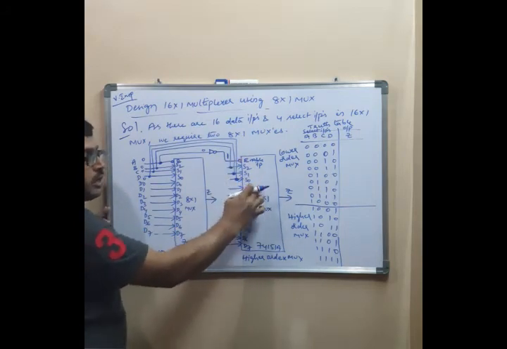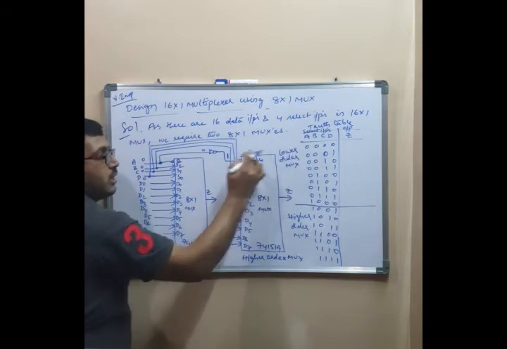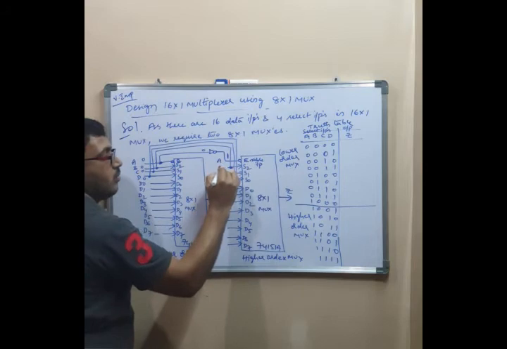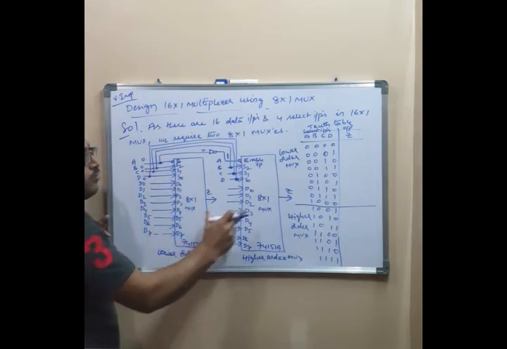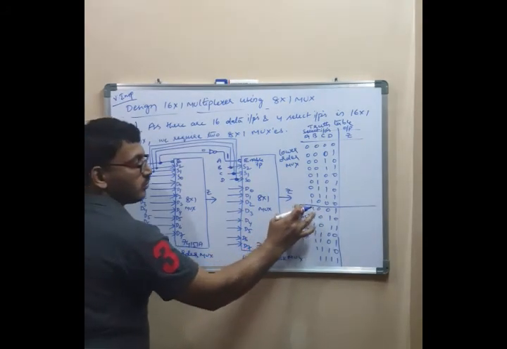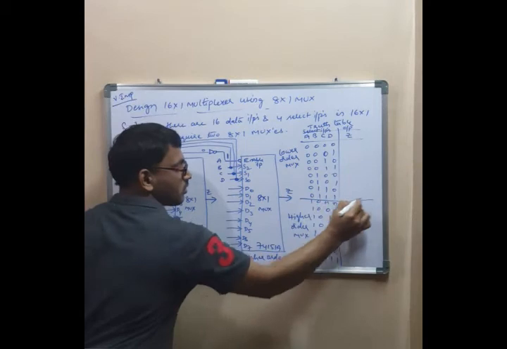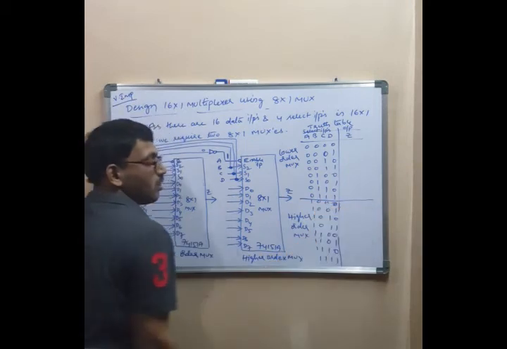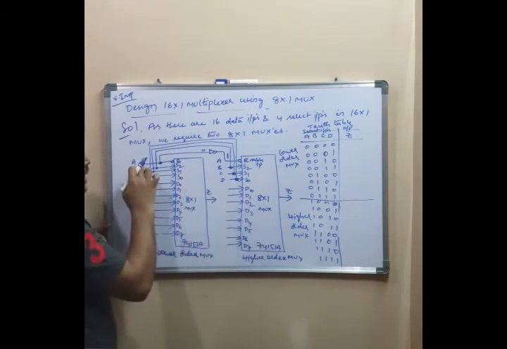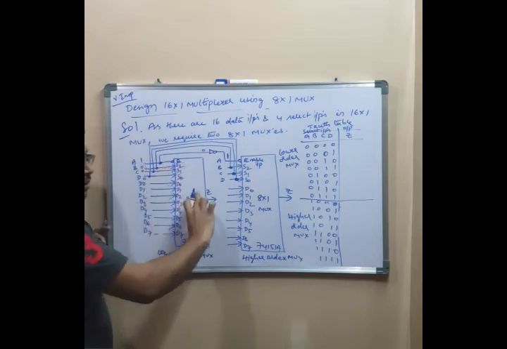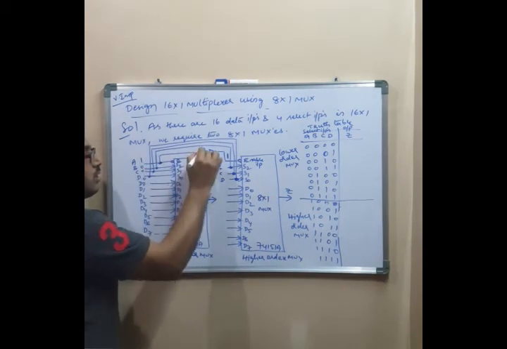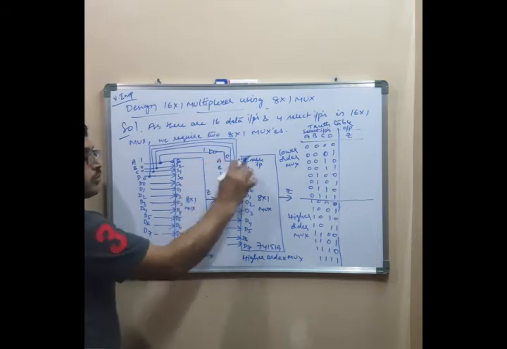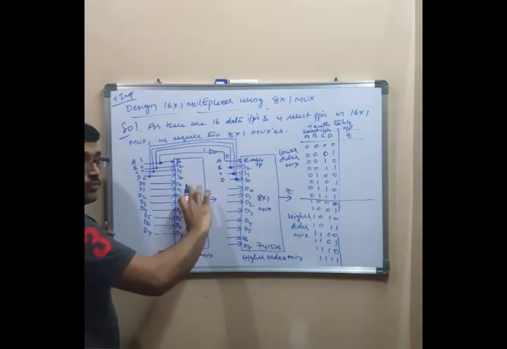For the first 8 combinations, the higher order mux is disabled, because this A bit, the enable bit, among A, B, C, D, is continuously 0 for the first 8 combinations. So the lower order mux is active. For the next 8 combinations, look here: the higher order mux is enabled, because this value will become 1. So 1 appears at the enable input of the lower order mux, the lower order mux is disabled, and this higher order mux is enabled. See, 1 is going here and this will become 0, so this will be enabled. The higher order mux is enabled and the lower order mux is disabled for the next 8 combinations.